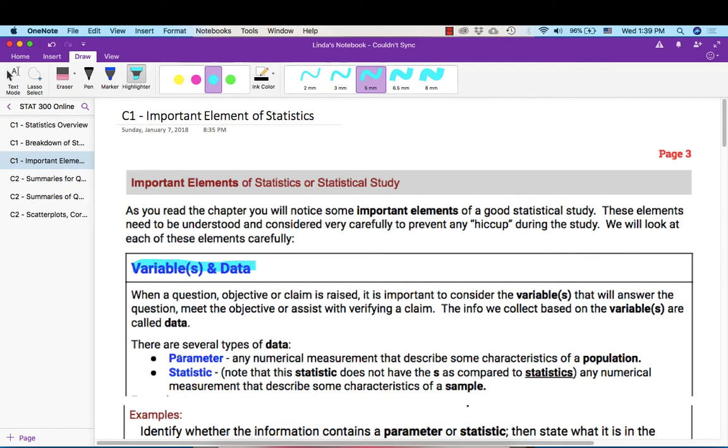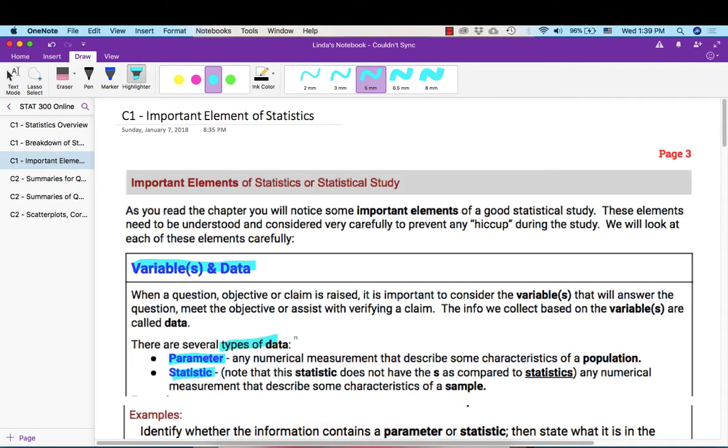We start with the terms parameter and statistic. Please note that this statistic has no S, as compared to the term statistics with the S that you have been introduced to in the previous video. Parameter and statistic relate to the type of data.